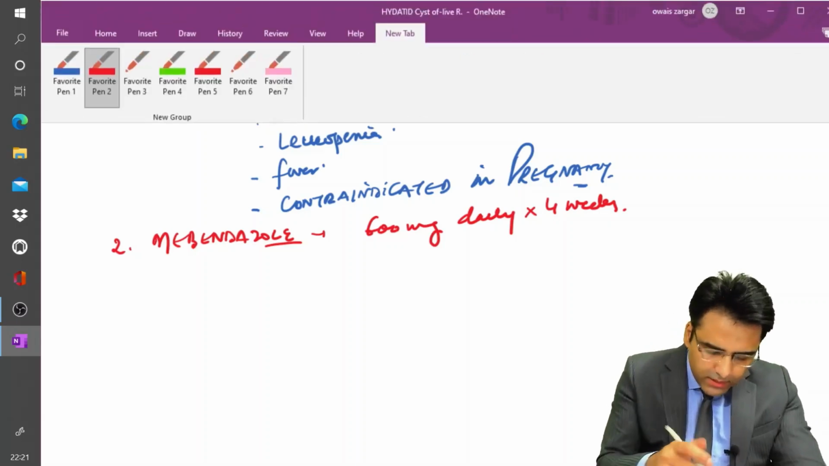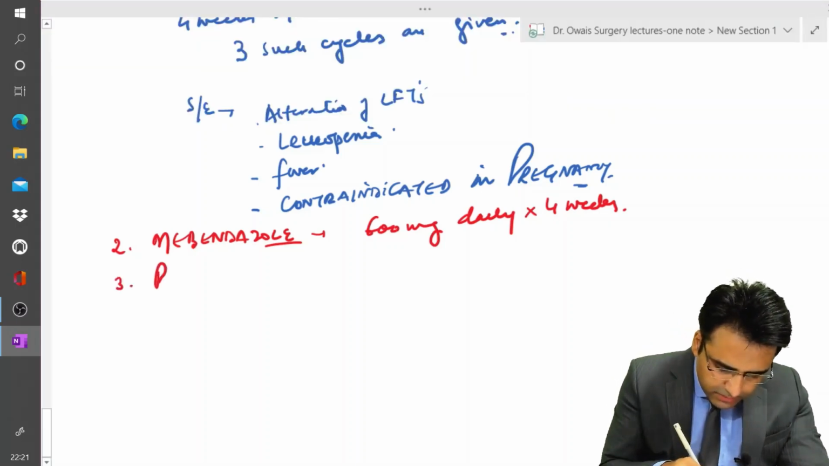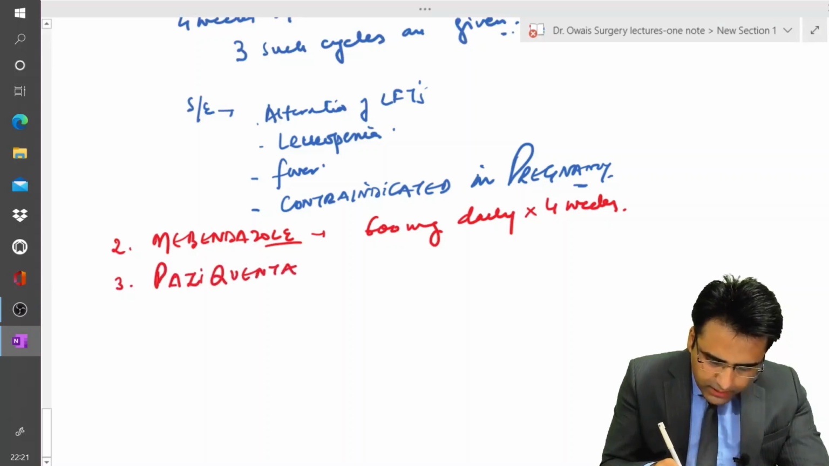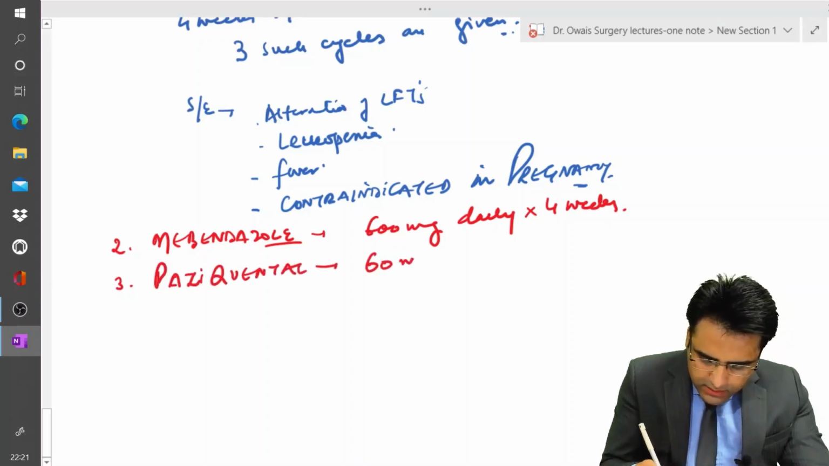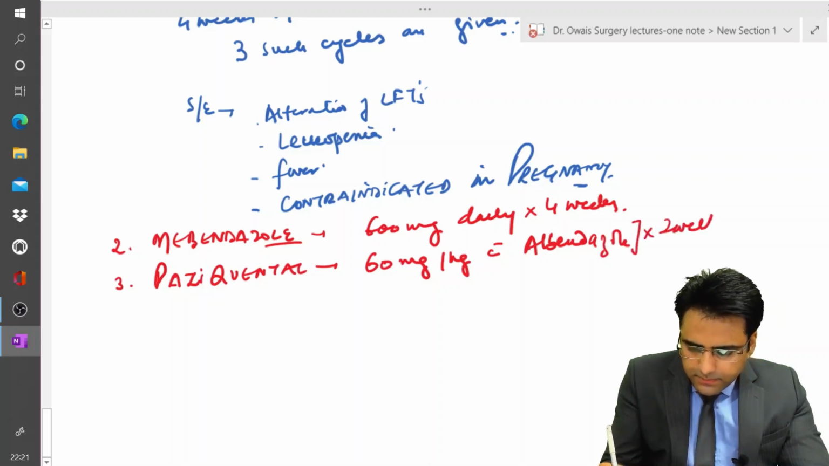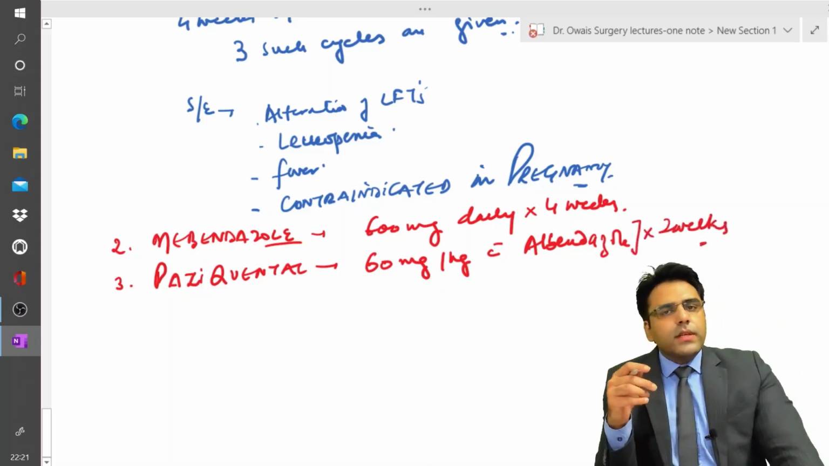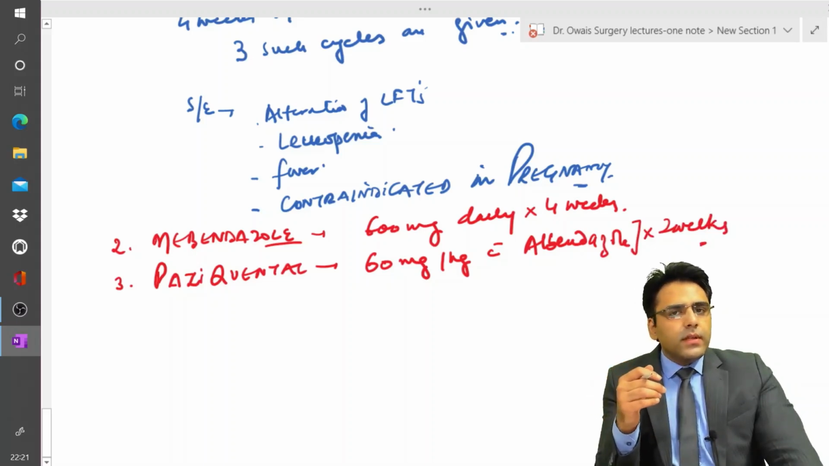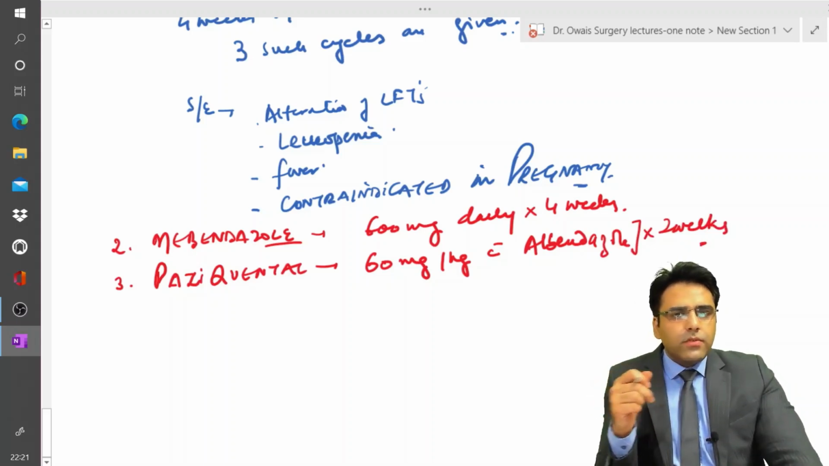After that, we have another important drug, which is praziquantel, and it is given in the dose of 60 milligram per kg with albendazole for 2 weeks. So it is given along with albendazole in a dose of 60 milligram per kg for 2 weeks.